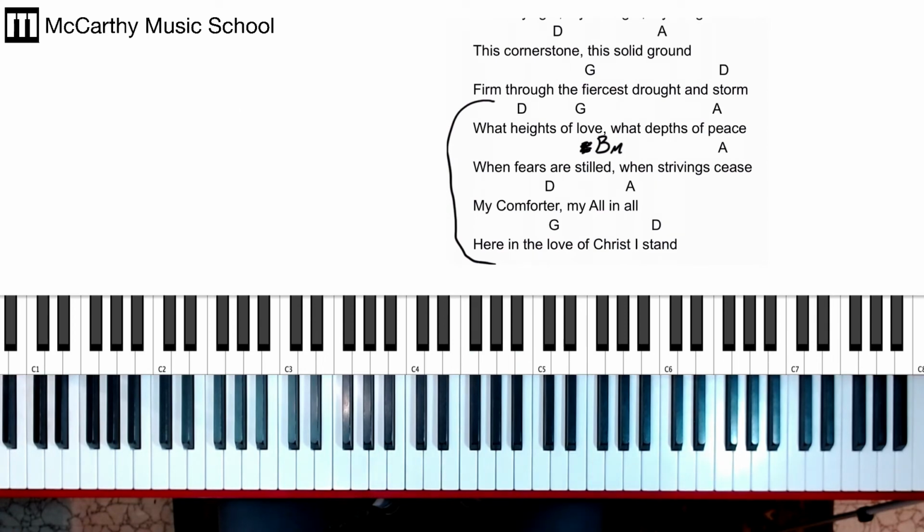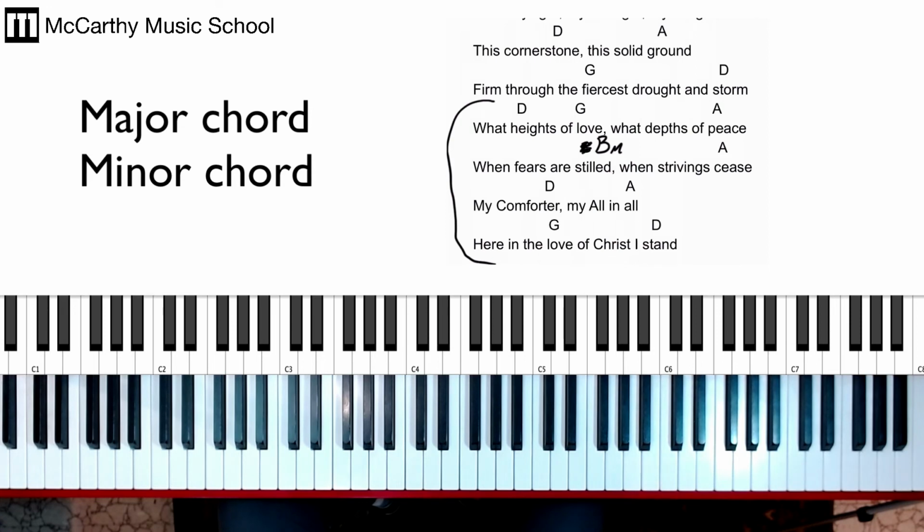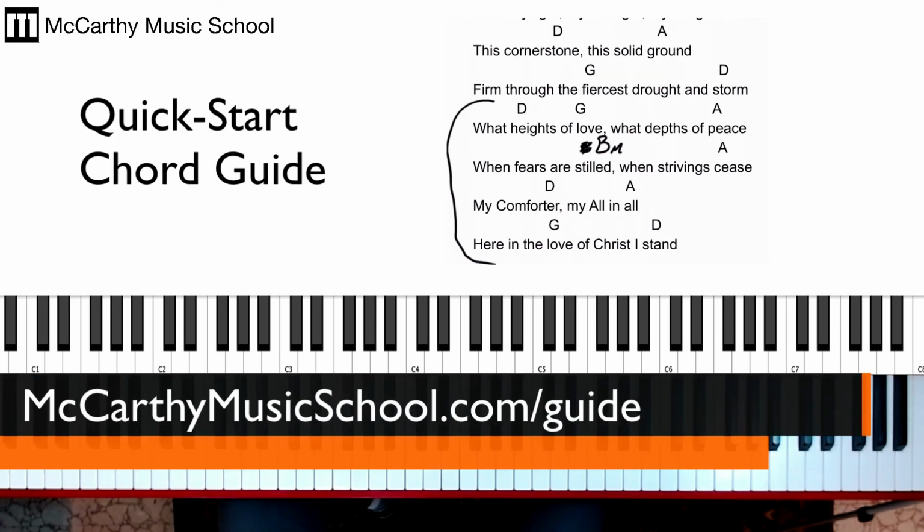So there you go. That's the basics of how to find a major chord and a minor chord, which are really the 2 most common types of chords you will find in worship music. And like I said, you will want to check out my Quick Start Chord Guide. It has step-by-step instructions for the 5 most common types of chords. It has a few other chords in it than what we covered today. And it's just nice to have something visual, not just a video, but an actual PDF that you can look at and reference over and over.